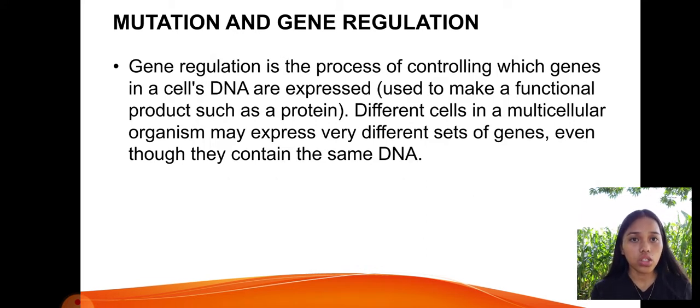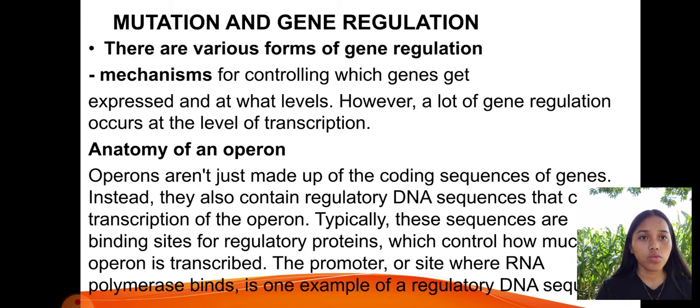Next, gene regulation is the process of controlling which genes in a cell's DNA are expressed, used to make a functional product such as a protein. Different cells in a multicellular organism may express very different sets of genes, even though they contain the same DNA. There are various forms of gene regulation, mechanisms for controlling which genes get expressed and at what levels. However, a lot of gene regulation occurs at the level of transcription.